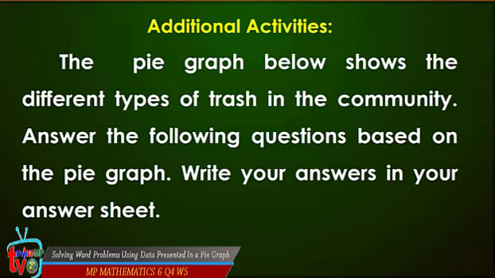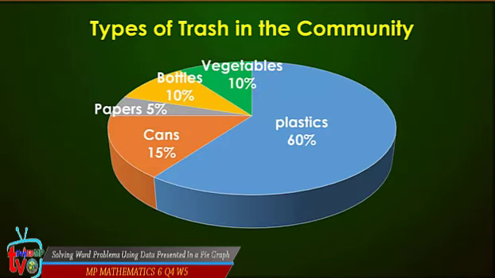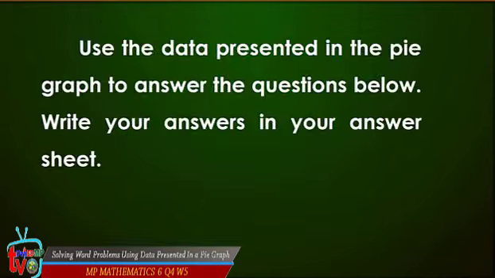The pie graph below shows the different types of trash in the community. Answer the following questions based on the pie graph. Write your answers in your answer sheet. Types of trash in the community: 5% papers, 10% bottles, 10% vegetables, 15% cans, 60% plastics. Use the data presented in the pie graph to answer the questions below. Write your answers in your answer sheet.